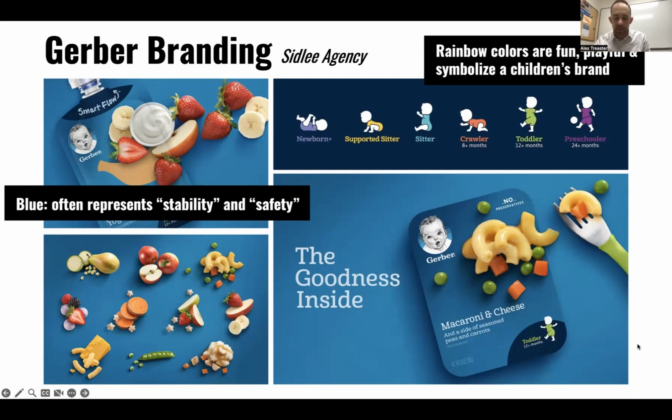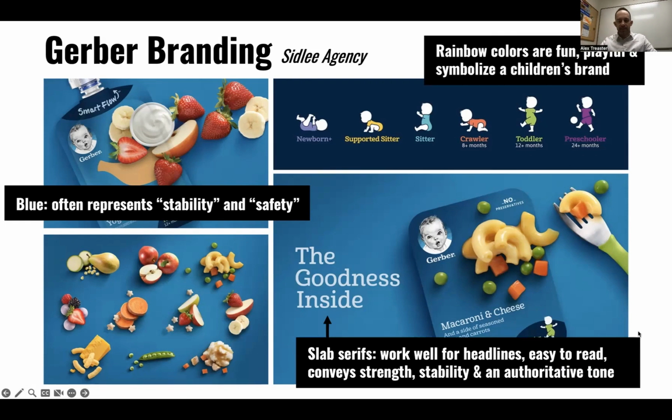And then the last thing I would emphasize is that we can see here that they use slab serifs for their typeface selection. And one thing that we can know about slab serifs is that they typically work well for headlines. They're easy to read, and overall they convey a sense of strength, stability, and an authoritative tone. So again, those things would be similar to why they use the color blue. They really just want to show that they have credibility in this area, and that they really are a stable company that you can turn to if you're a parent for good advice and quality products.